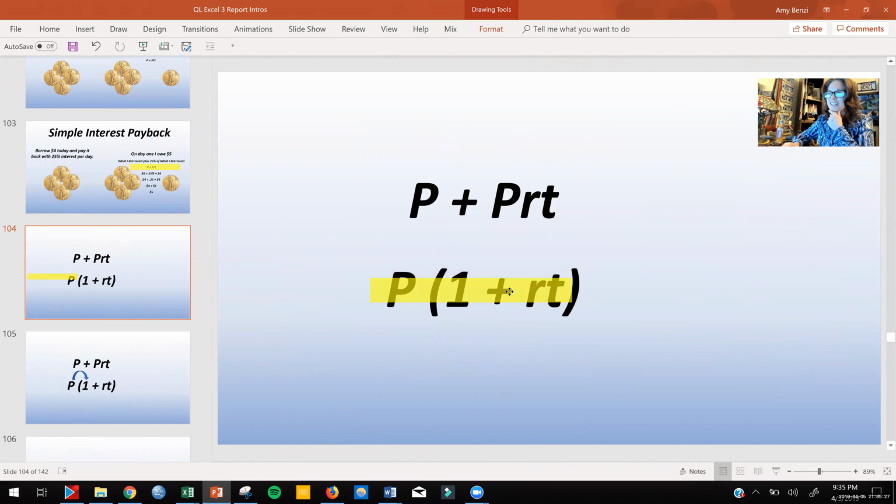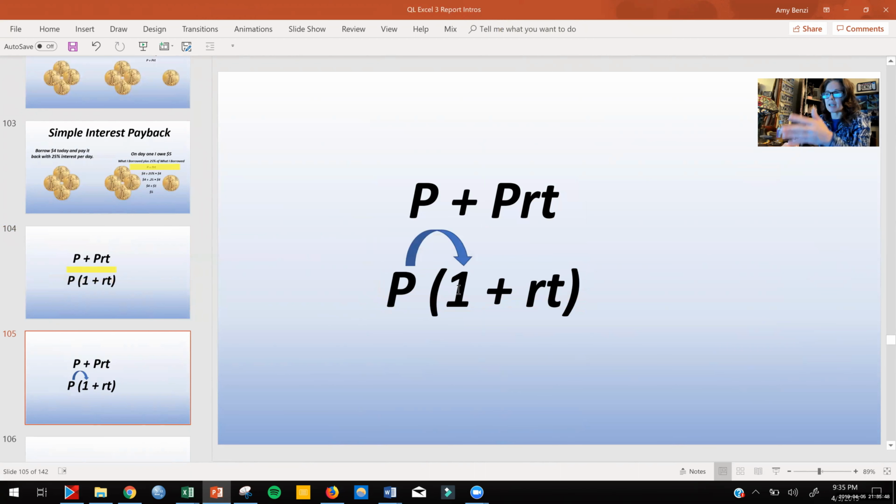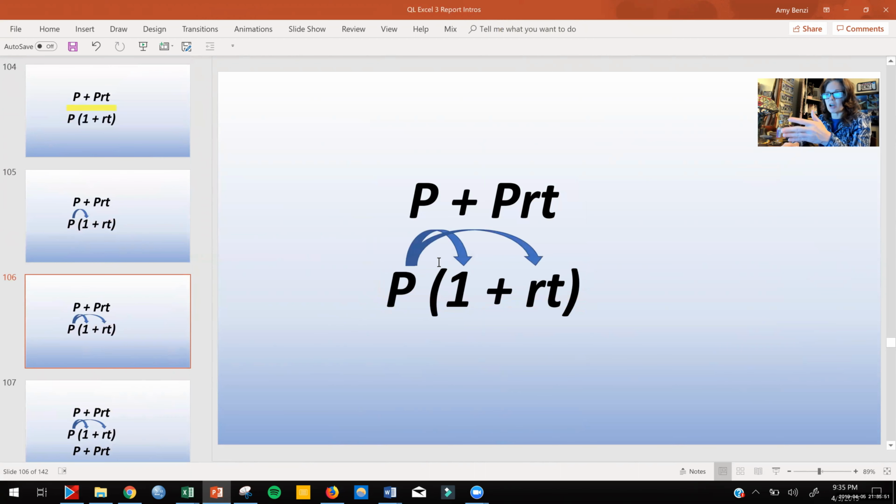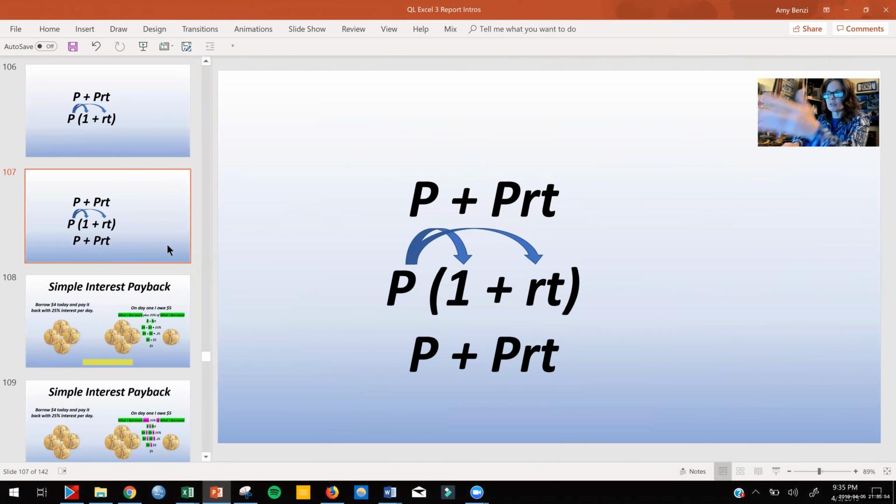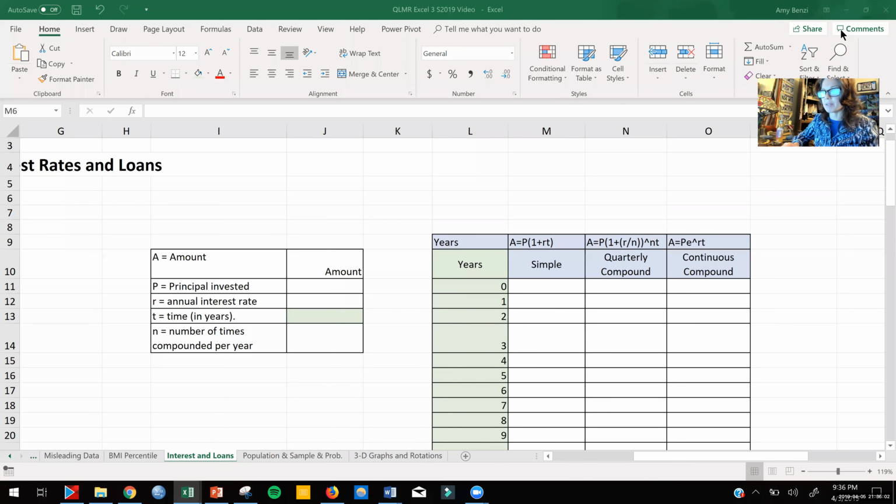You guys remember factoring? I know you try to suppress those memories. So what we did here is we factored out the P. So both of these formulas mean exactly the same thing. You can use either one. I just wanted you to see that it's written different ways. Now what happens if we multiply that P back in? P times 1 is P, and then P times RT is PRT. So once we distribute the principal back in, we get that same formula back. I just wanted to show you guys that. It was the same formula that we've been looking at.